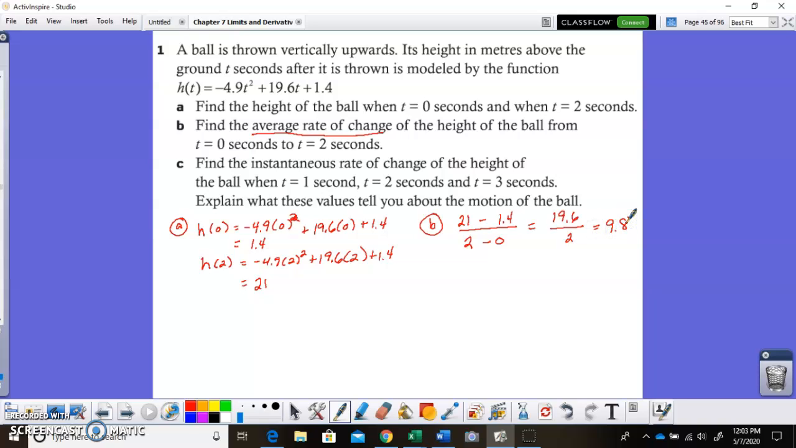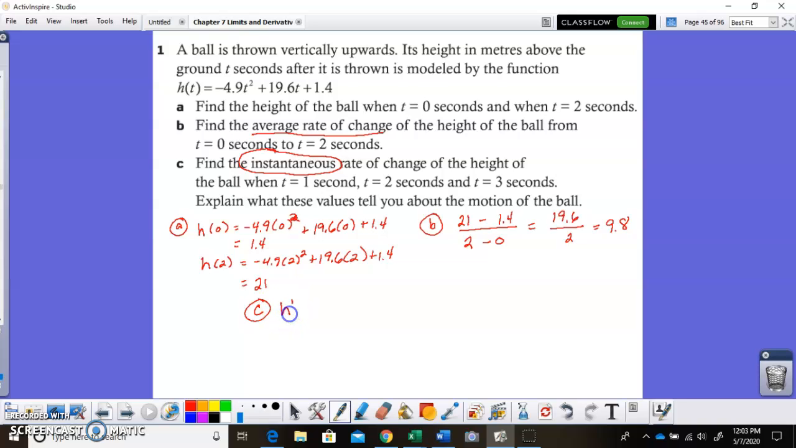So that's telling me that between 0 and 2 seconds, my average velocity is 9.8. So average velocity is basically saying that if we found the instantaneous velocity of every single point in between 0 and 2 and averaged them together, we would get 9.8. But we'd much rather actually find the instantaneous rate of change. And the instantaneous rate of change, remember, involves finding the derivative.